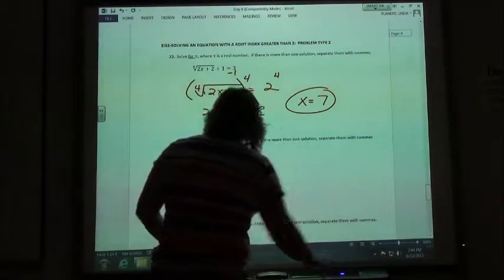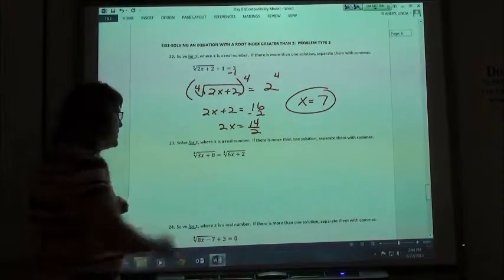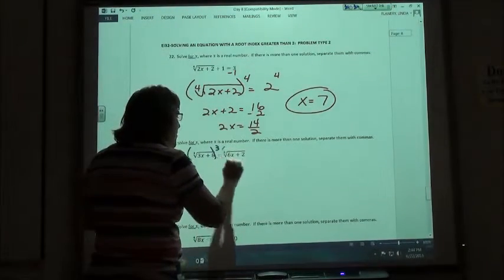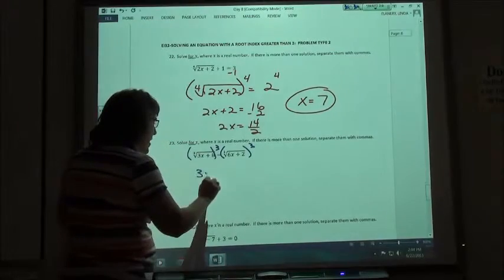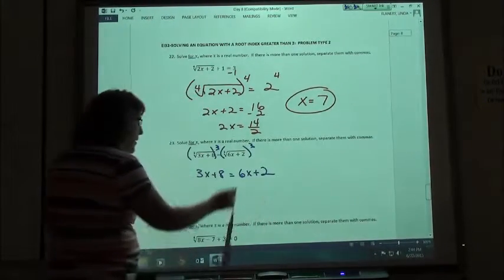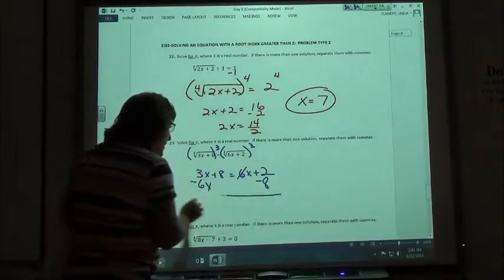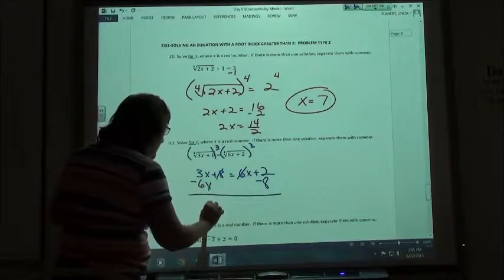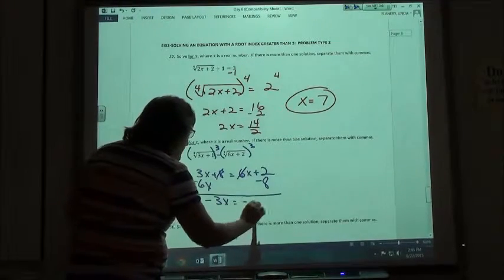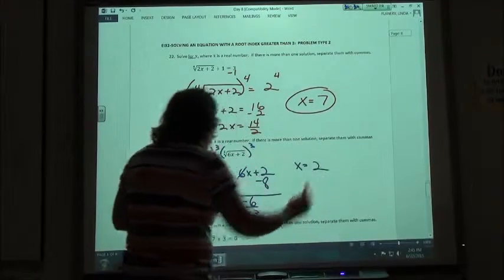On the next one, I've got radicals on both sides, but fortunately they're both cubes. So I can go ahead and cube both sides. 3x plus 8 equals 6x plus 2. So I'm going to subtract my 6x and subtract my 8. And so I get negative 3x equals negative 6. And so when I divide, x equals 2.